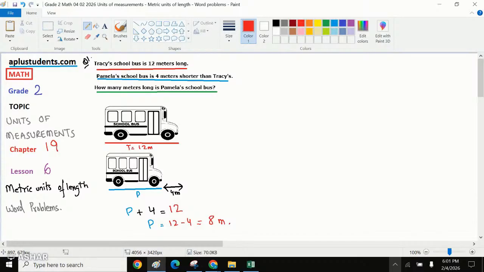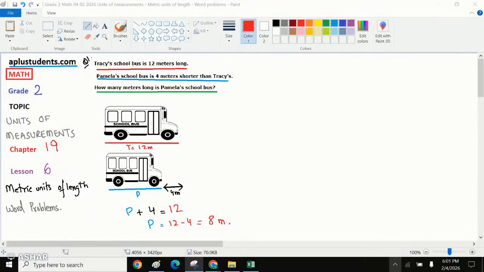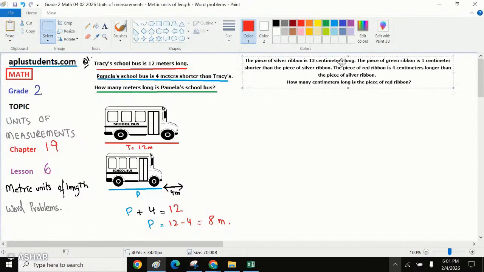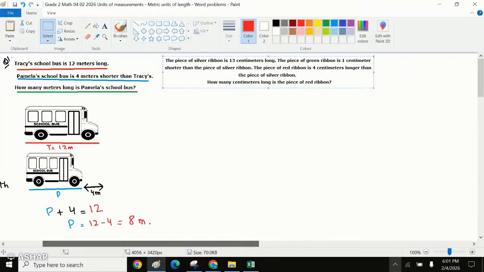Hi, everyone, to the class. What we are trying to do is consider the word problems, and we are trying to find the answers, okay? So in case of word problems, first we need to understand what the word problem exactly wants us to do, okay? So question number 2 is about the piece of a silver ribbon. Let me just put it over here.